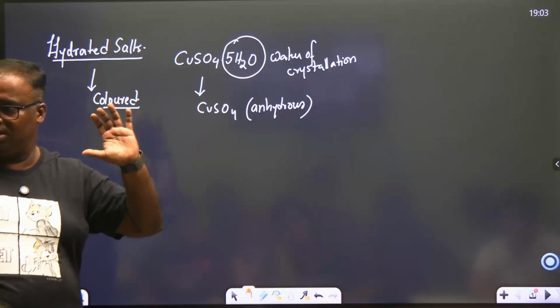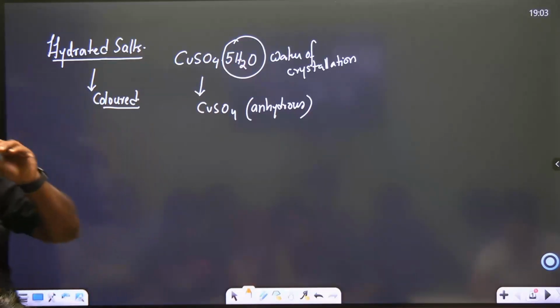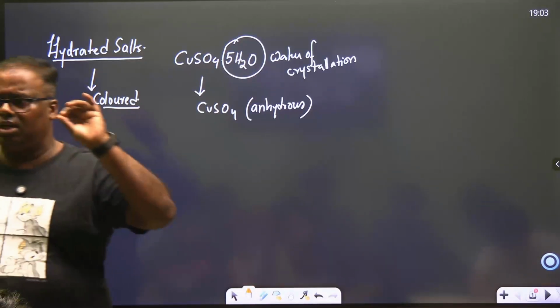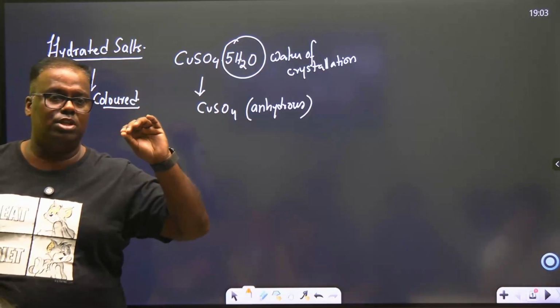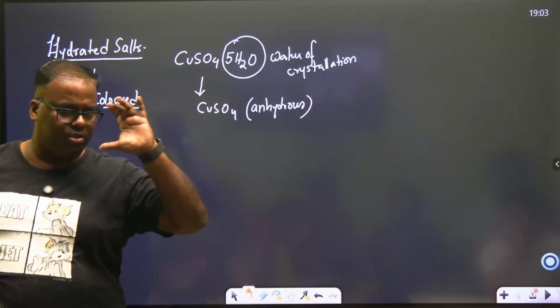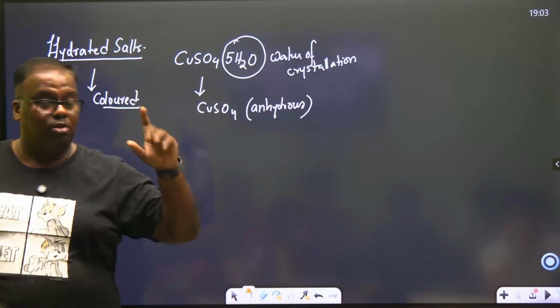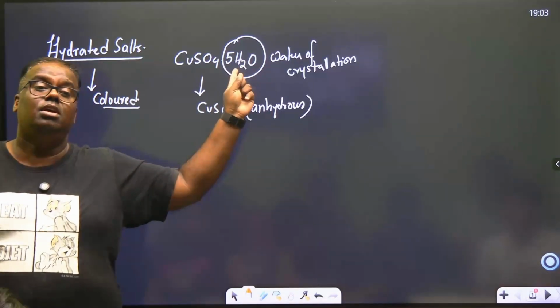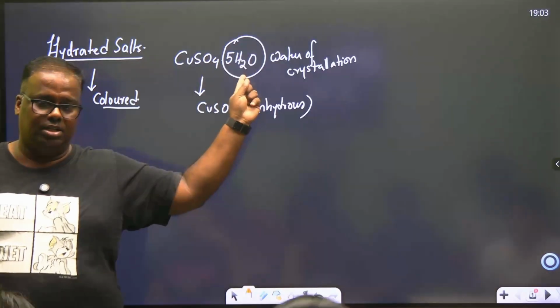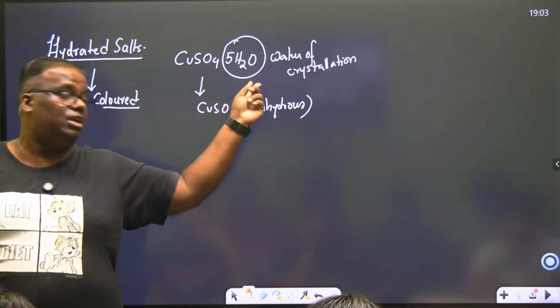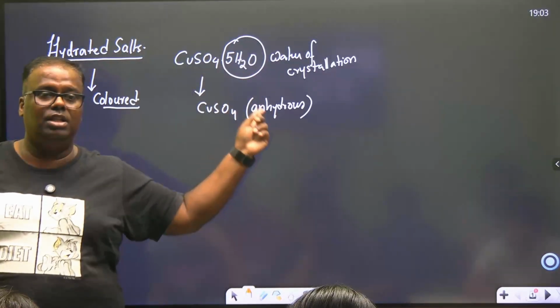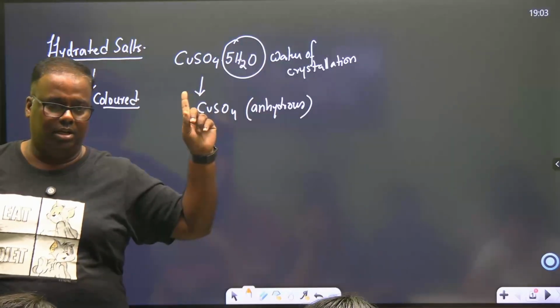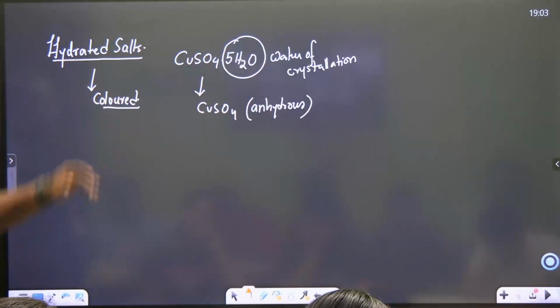Are you understanding? What is the color of copper sulfate? Copper sulfate is coral blue in color. That's why copper sulfate is also known as blue vitriol. Absolutely crystal-like blue will be the color. So if you see blue copper sulfate, that means what you are watching? You're watching hydrated copper sulfate. But if the copper sulfate is without water of hydration, then that will be white in color. Okay, hydrated salts are colored.